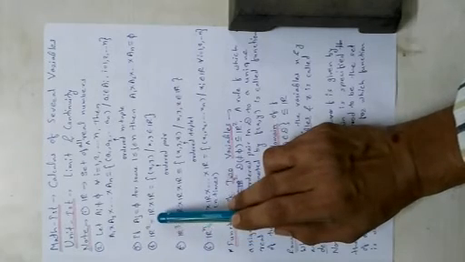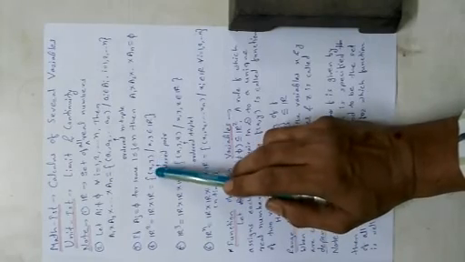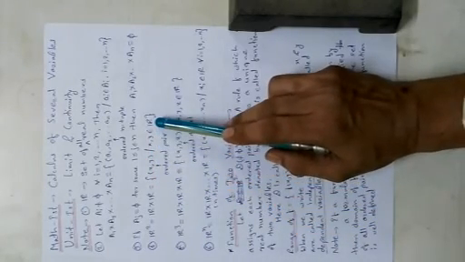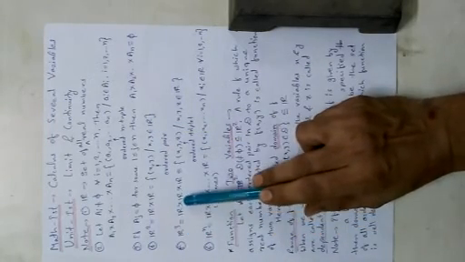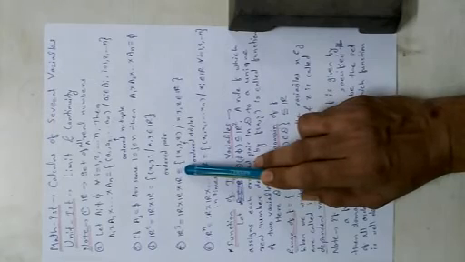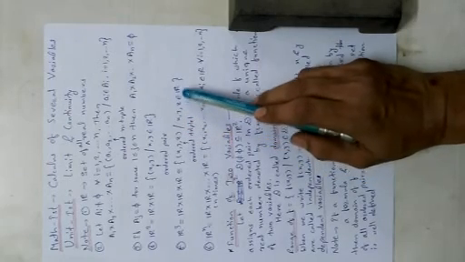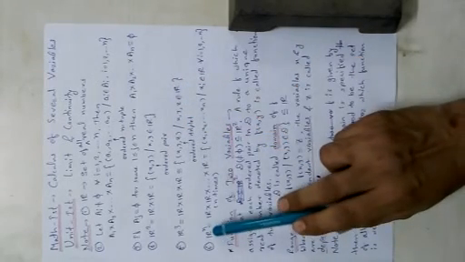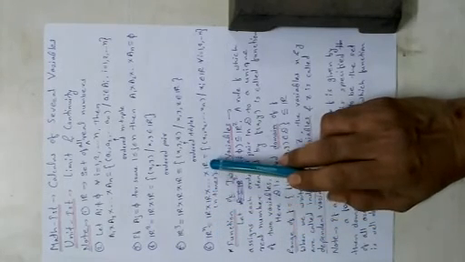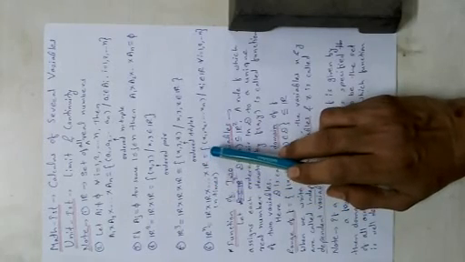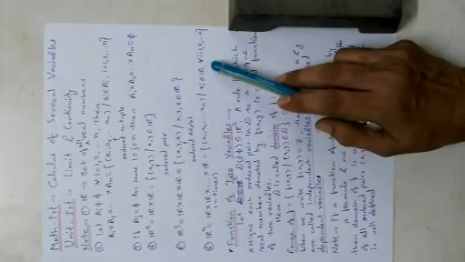Next, R square is R cross R, which is the set of all ordered pairs (x, y) such that x, y belong to the set of reals. Next, R cube is R cross R cross R, which is the set of all ordered triplets (x, y, z) such that x, y, z belong to the set of reals. Next, R raised to n is equal to R cross R, n times, which is the set of all ordered n-tuples (x1, x2, ..., xn) such that xi belongs to R.